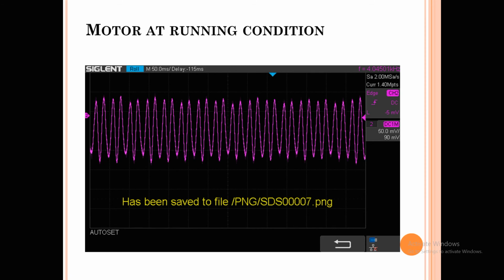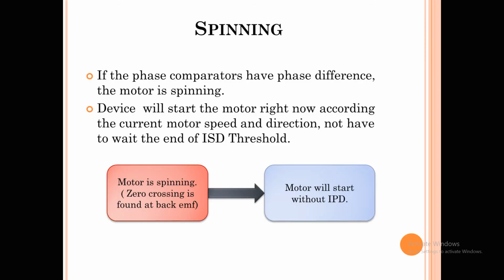And if this is a graph of the current waveform when your motor is in a running condition, now see how it will work when the motor is in a running condition. If the phase comparator sees a phase difference in the back EMF value, then it will presume that the motor is in a running condition. The same point that we have discussed.